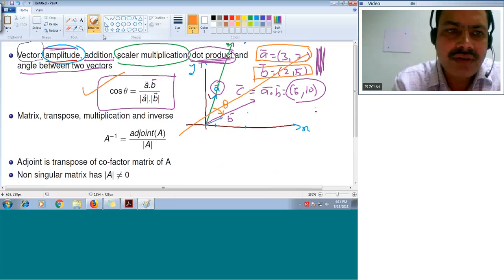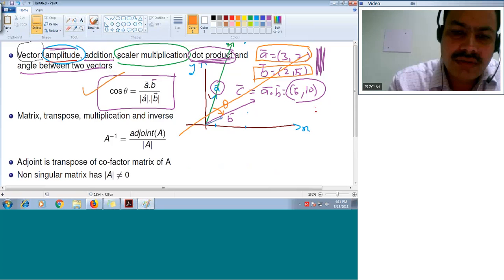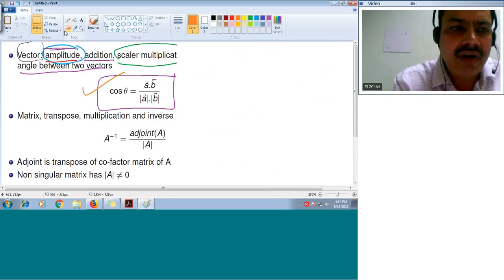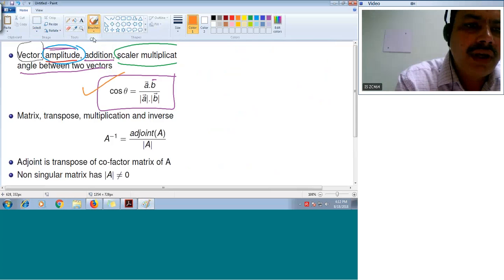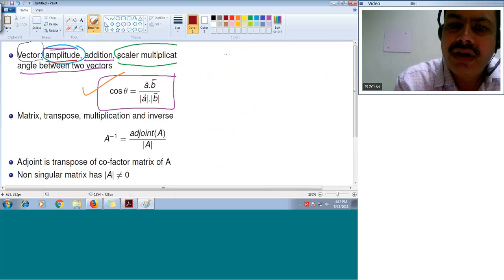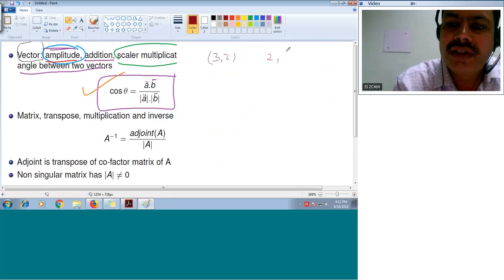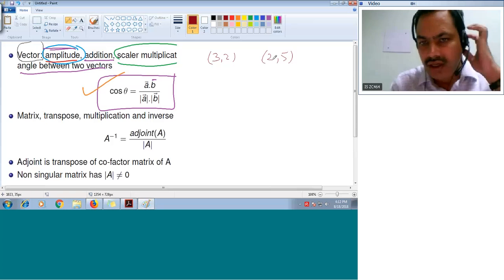Let me quickly remove this part. So I want 3 2 and 2 5. My question is that I want to find the angle between 3 2 and 2 5. What is the angle between these two vectors?